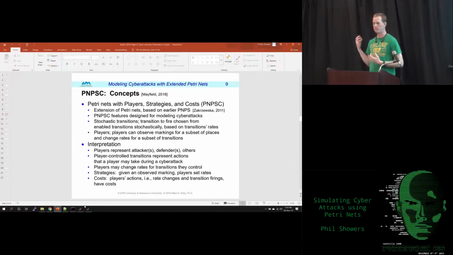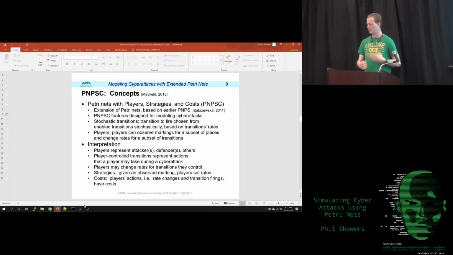So it can be a person or a program, but it's basically some agent within the simulation that is changing the rates of the things that happen in order to cause transitions to fire and thus get events to flow in the direction that they want.